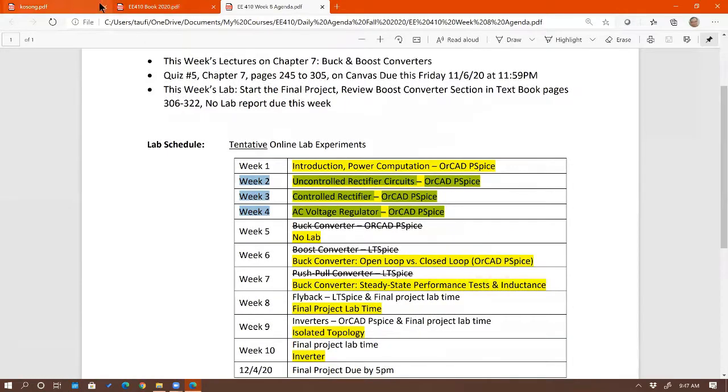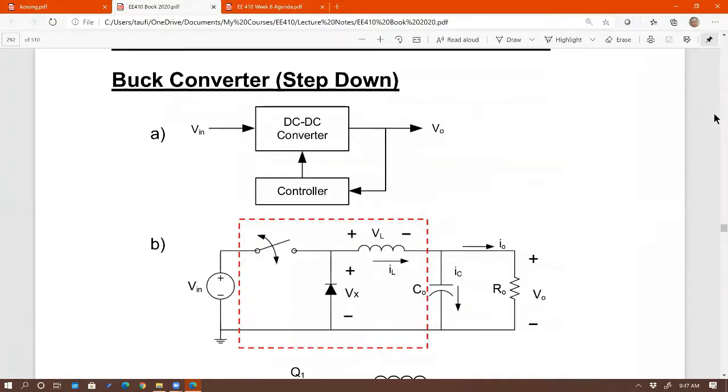Right, let's start with our first converter, the buck converter. All right. So the buck converter is a step-down converter. We'll see later why this is a step-down, mainly because of the transfer function, Vout over Vin. And again, you'll see that after we derive the transfer function.